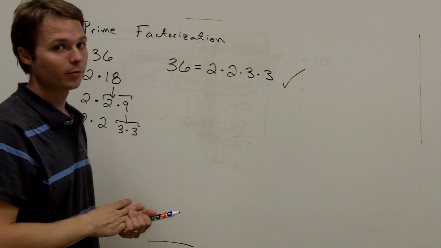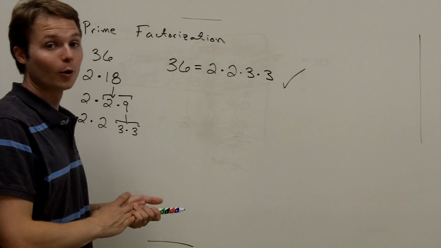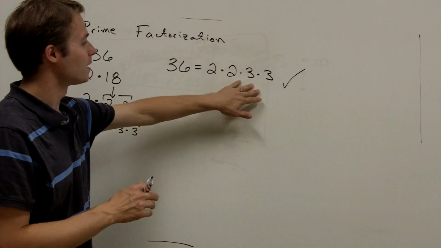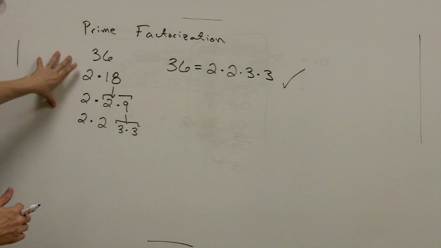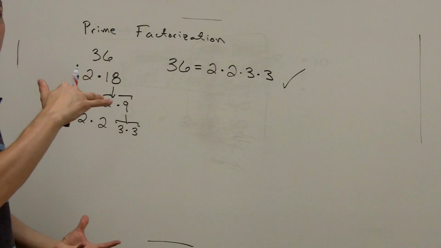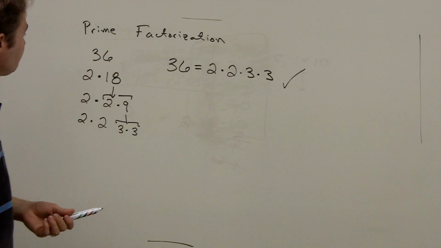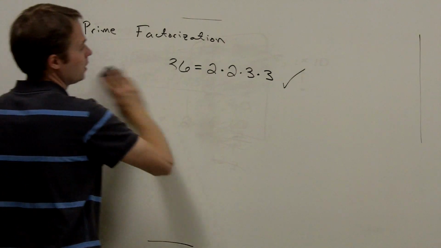So the nice thing about prime factorization is that if you're doing this on an exam or a quiz, you can always double check yourself. If I had multiplied this out and gotten some number that was different than what I started with, that means that somewhere here in my process I made a mistake and I need to go back and redo the process. So let's try a different number.